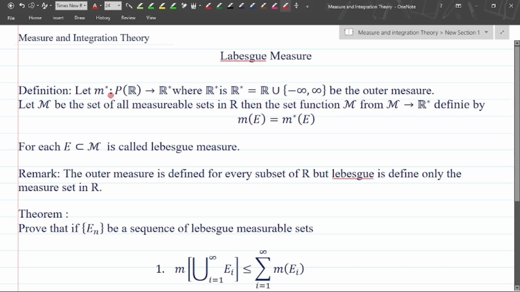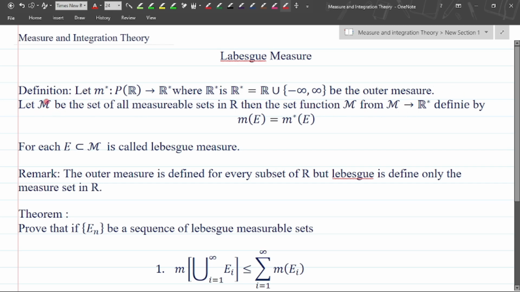Basically, m star is the notation for the outer measure. Here m star is defined on R to R star, where R star is R union minus infinity to infinity. It means R together with minus infinity and infinity is a set, so it is the whole of R. Okay, it is the outer measure.